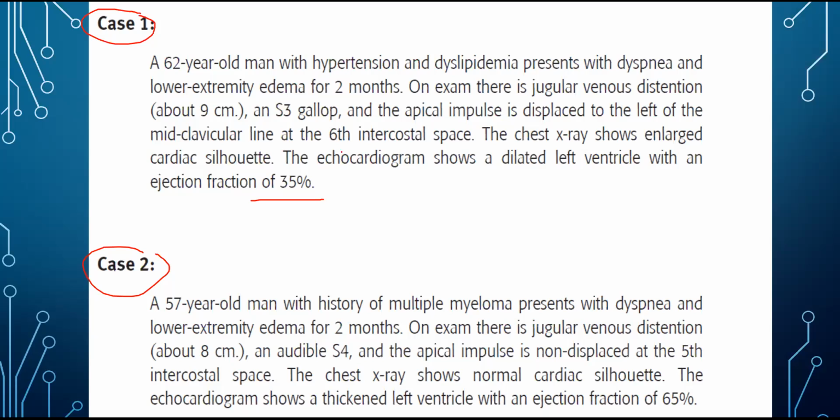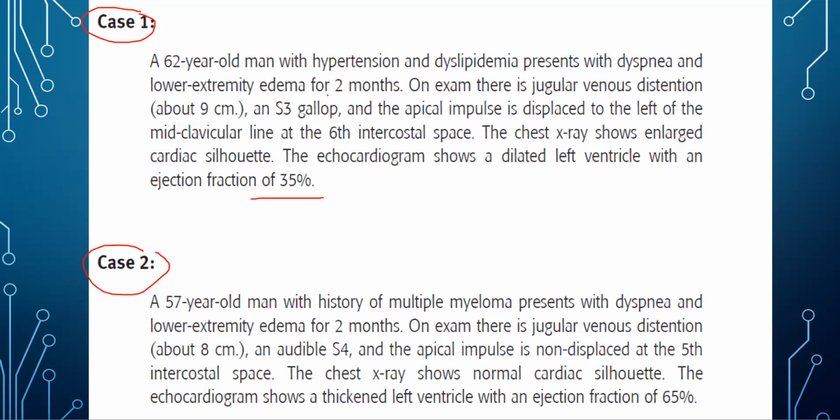Okay, let's have a read through it again and see what you feel about case number one at least. In case number one, you can see a 62-year-old with hypertension and dyslipidemia presenting with dyspnea and lower extremity edema for 2 months. JVP is raised, S3 gallop rhythm is there, and apical impulse is displaced. Chest X-ray shows an enlarged cardiac silhouette.